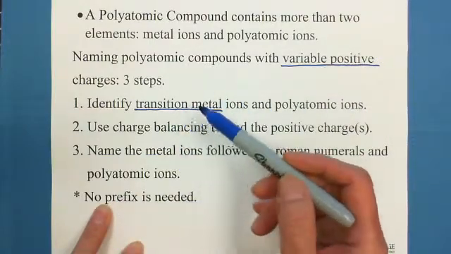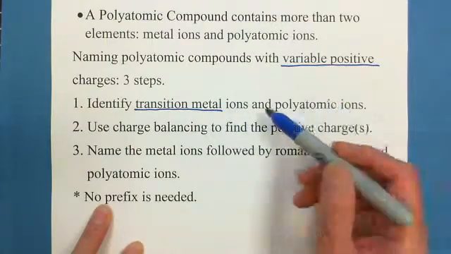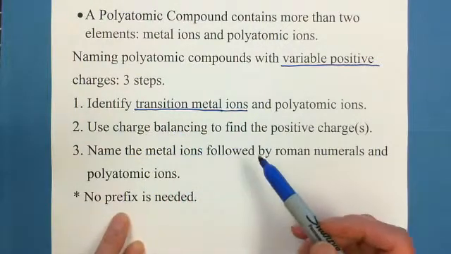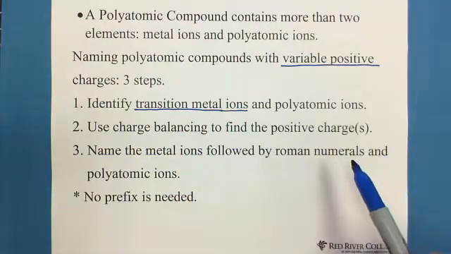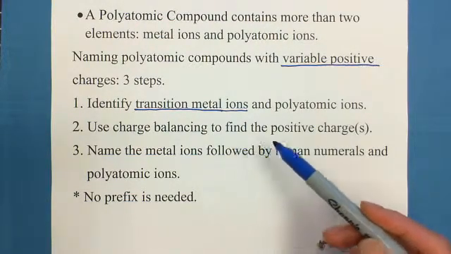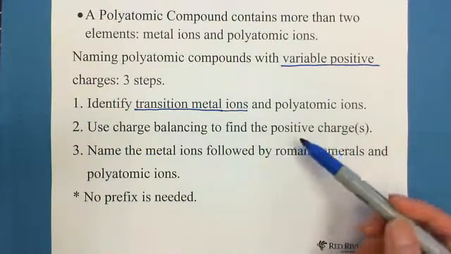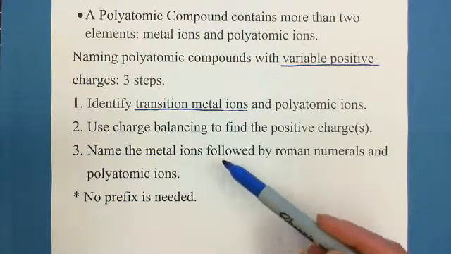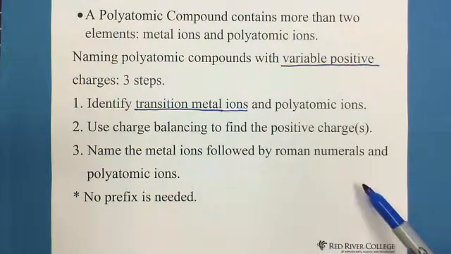So the first step, identify transition metal ions and polyatomic ions. The second step, use charge balancing to find the positive charge. For example, copper has copper 1, copper 2. We need to make sure if it is copper 1 or copper 2. Then we can name it, right? After balancing the charges and finding the positive charge, you put the name of the metal, followed by Roman numerals and the polyatomic ion. No prefix is needed.